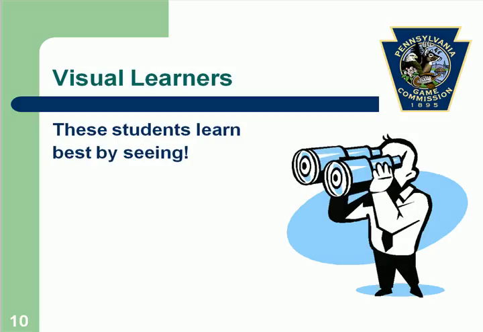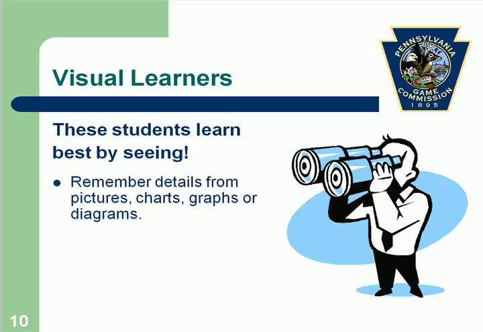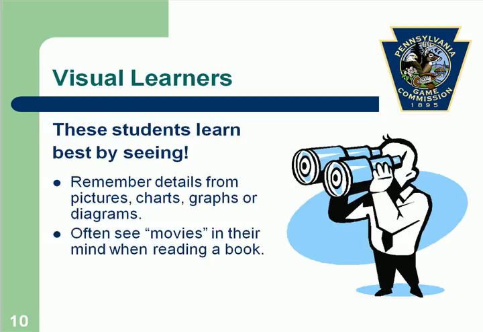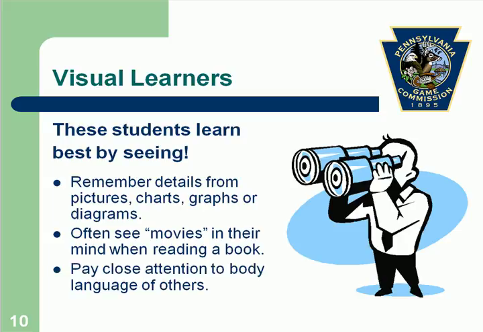Visual learners learn best by seeing. They remember details from pictures, charts, graphs, or diagrams. They often see movies in their mind when reading a book. They pay close attention to body language of others.